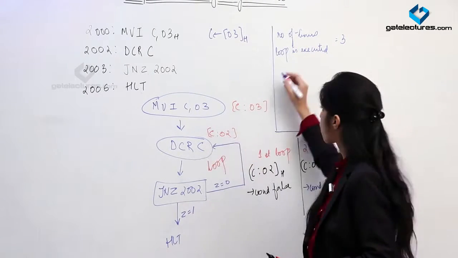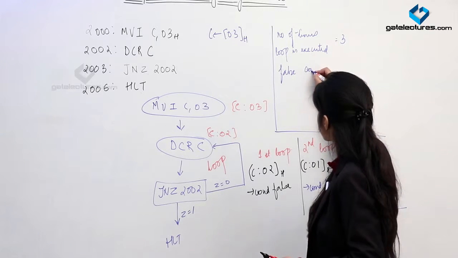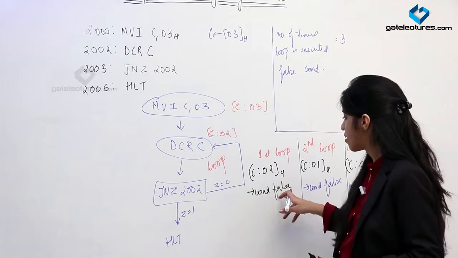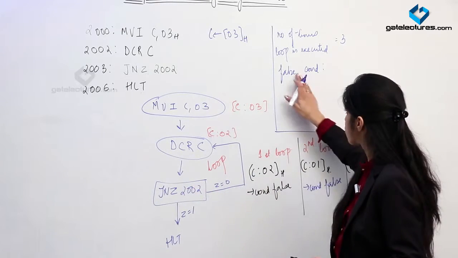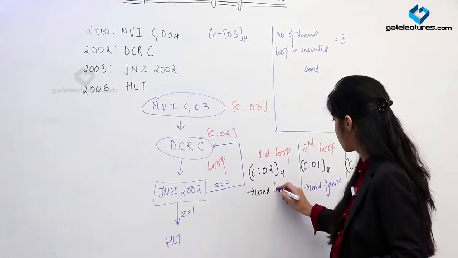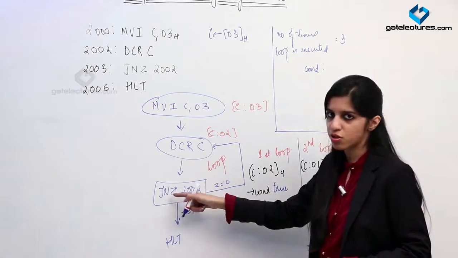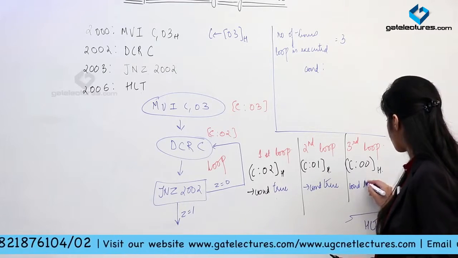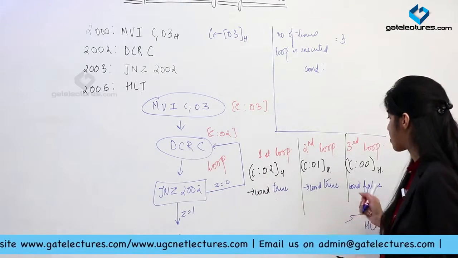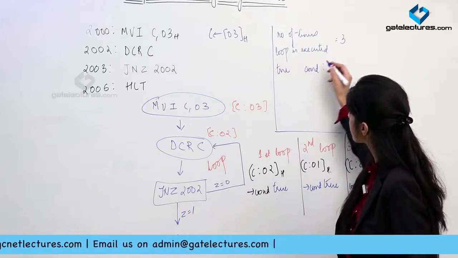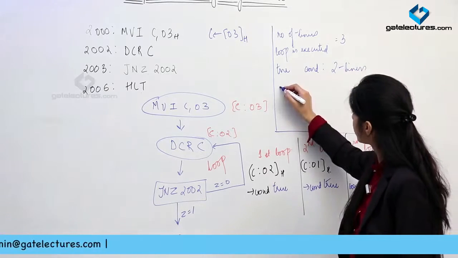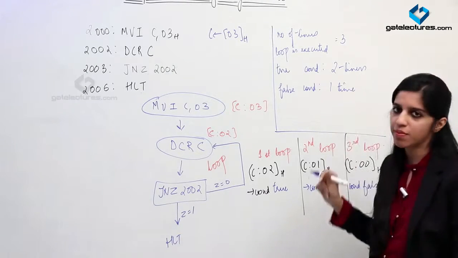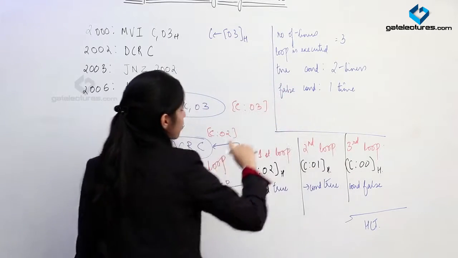Now the number of times when the condition was false. Okay, sorry, according to this program, true condition means the contents were not 0, so we made the jump. Just make a correction: this is condition true and this one is condition false. Condition false means this was 0, so we exited the program. So for true condition we executed the loop 2 times and for false condition 1 time. In total the loop was executed 3 times, 2 for true condition and 1 for false condition.